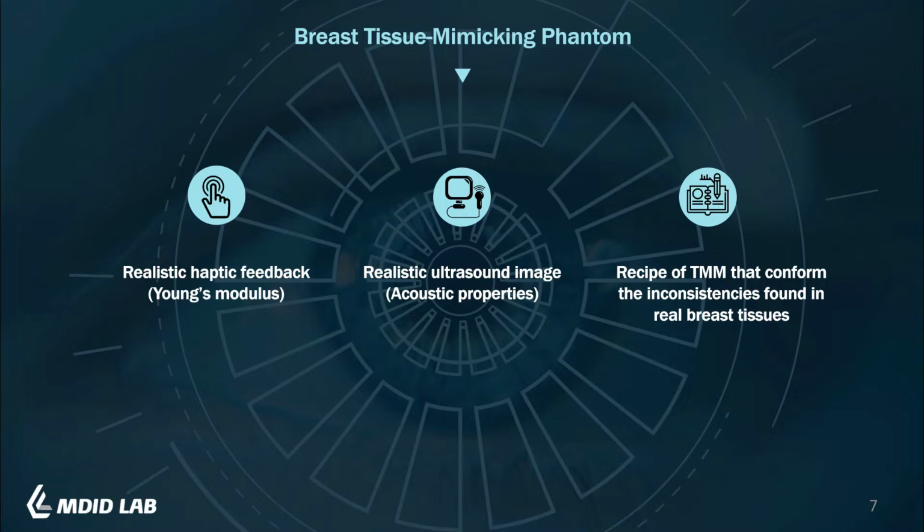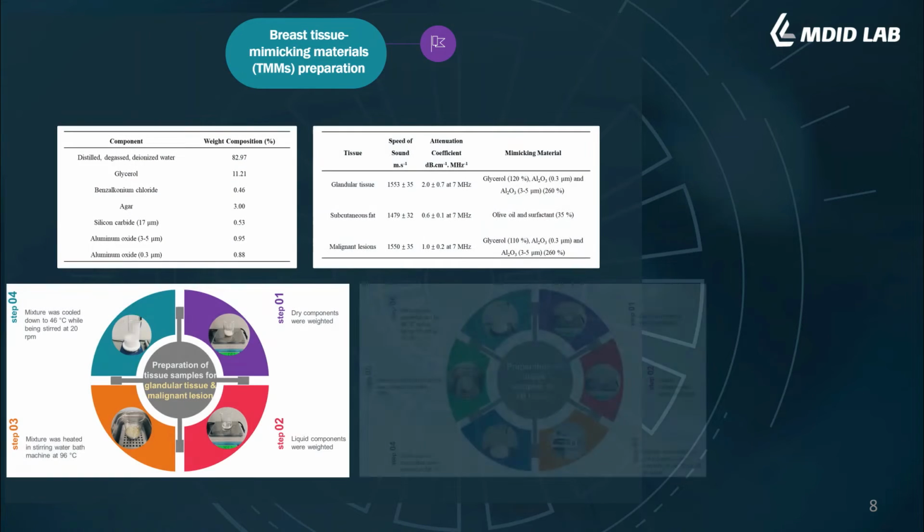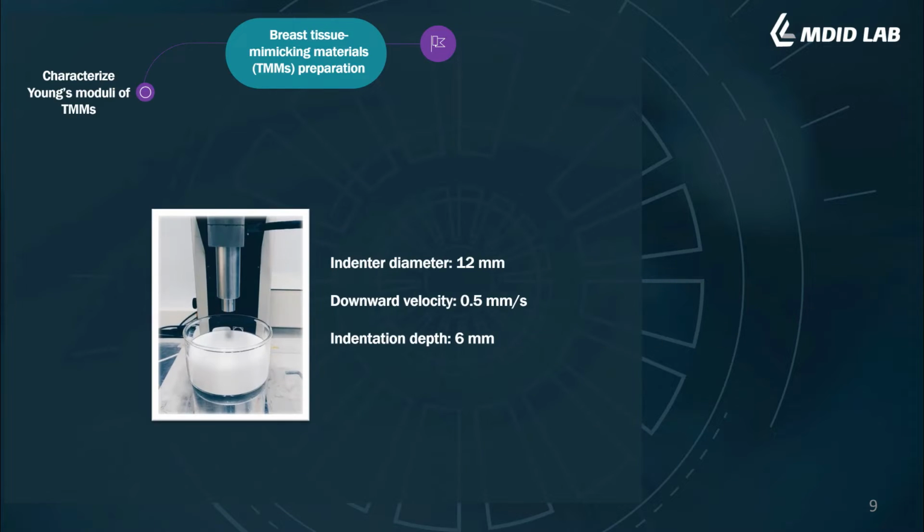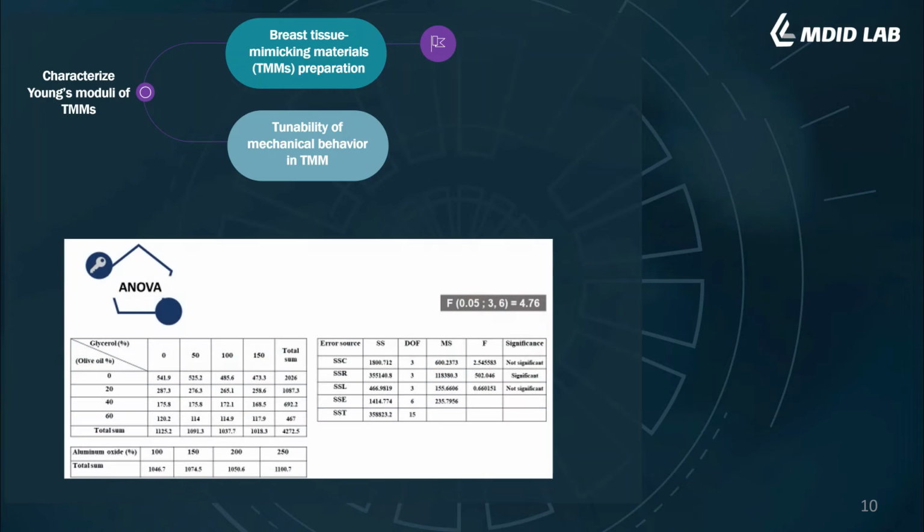to develop a realistic breast tissue mimicking phantom embedded with simulated tumors, in terms of haptic feedback produced during needle insertion and ultrasound imaging. Firstly, the granular, fat and malignant tissue samples were prepared using the breast TMM series suggested in the literature. Mechanical behavior of the TMM samples was then characterized through indentation tests at room temperature, 25 degrees Celsius. Next, the Latin hypercube design method was conducted to evaluate the main components that affect the Young's modulus of TMM.